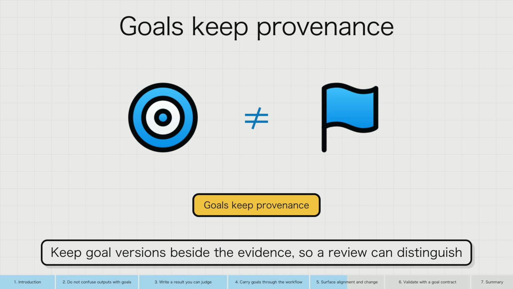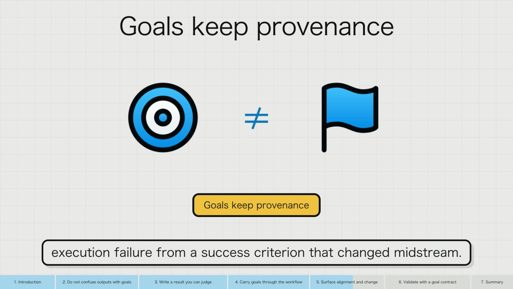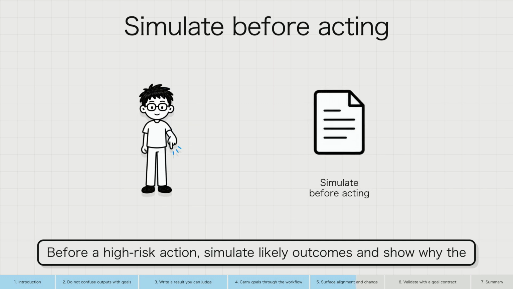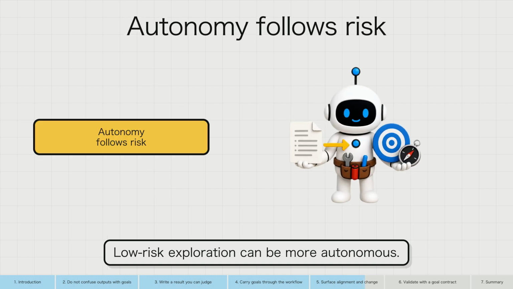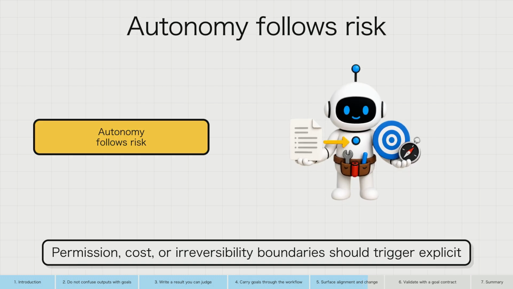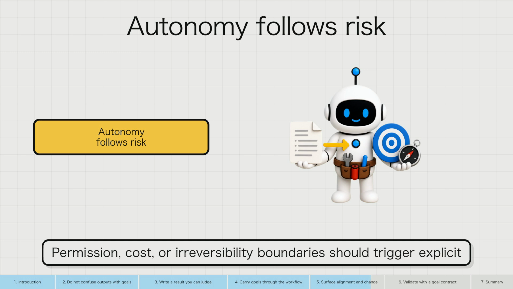Keep goal versions beside the evidence, so a review can distinguish execution failure from a success criterion that changed midstream. Before a high-risk action, simulate likely outcomes and show why the proposed path appears consistent with the goal. Low-risk exploration can be more autonomous. Permission, cost, or irreversibility boundaries should trigger explicit confirmation.